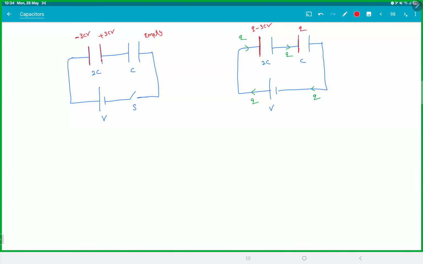That plate initially had minus 3CV. I gave small q. So the charge has become Q minus 3CV. And that charge Q continued to flow. The empty capacitor got a Q and Q came back. Any doubts on this? And be careful, the two capacitors are not in series. So that is one important thing you need to know. 2C and C are not in series because they don't have the same charge. Most common mistake. Just because you see them side by side, you think they're in series.